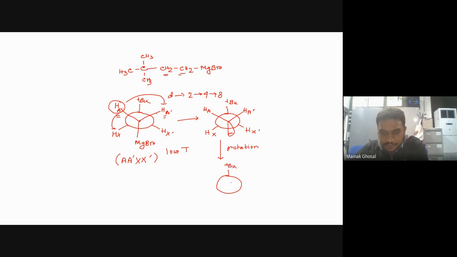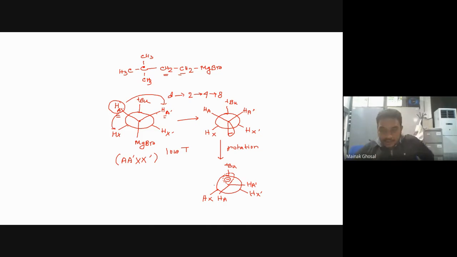Okay, here will be the carbanion. So your Hx will be here, Hx prime will be here, and since it is rotating, at some point of time Ha will come here, Ha prime will come here. This is an in-between state. Okay, so it is just getting rotated like this.